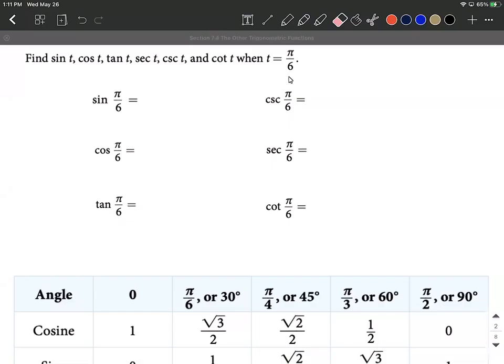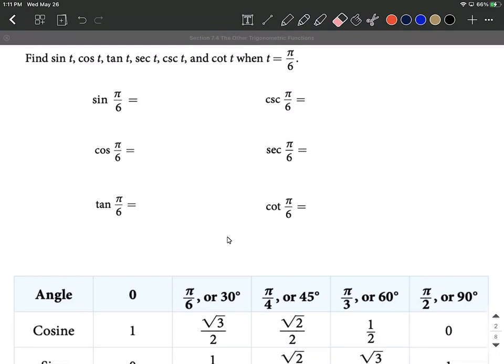In this example, we're given an angle, pi over 6, which actually works out to be a very nice angle, one that we see a whole lot within this class. And our goal is to find sine, cosine, tangent, cosecant, secant, and cotangent, evaluating each one of these at that given angle.